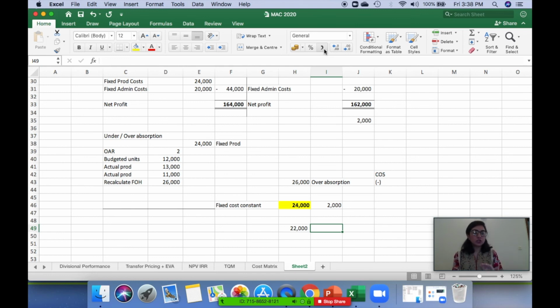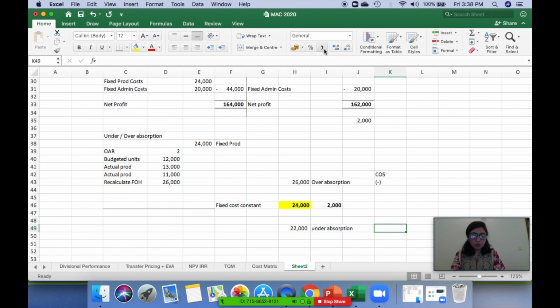Again, fixed cost always remains constant and should not have gone down. So in this case, we have underabsorption. Underabsorption means you underabsorbed your cost. In this case, you have to go back up. By how much? 2000 again.